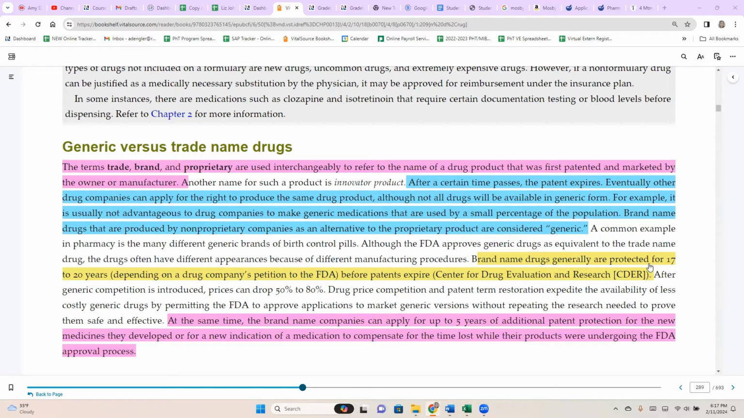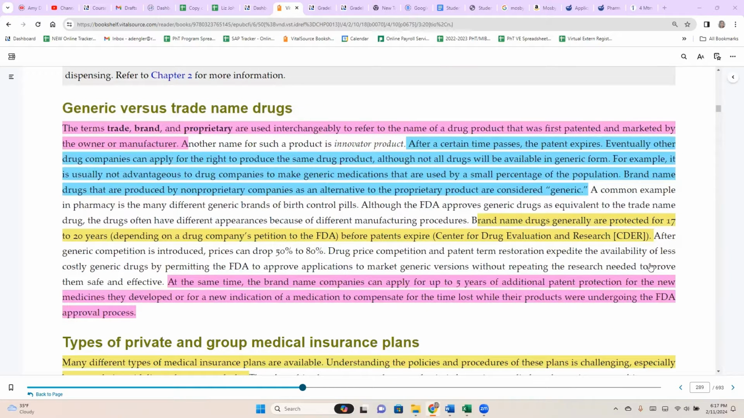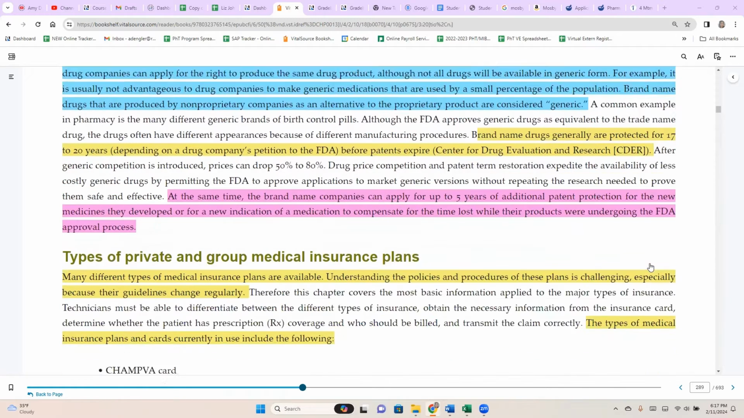Brand name drugs are usually protected for 17 to 20 years, depending on the drug company's petition to the FDA, before the patents expire. After the generic is introduced, prices can drop between 50 to 80%. Additionally, brand name companies can apply for up to 5 years of additional patent protection for the new medications they developed or for a new indication of a medication, to compensate for the time lost while their products were undergoing the FDA approval process.